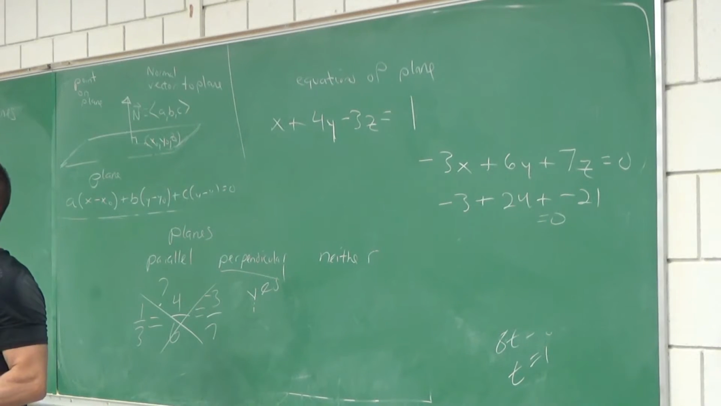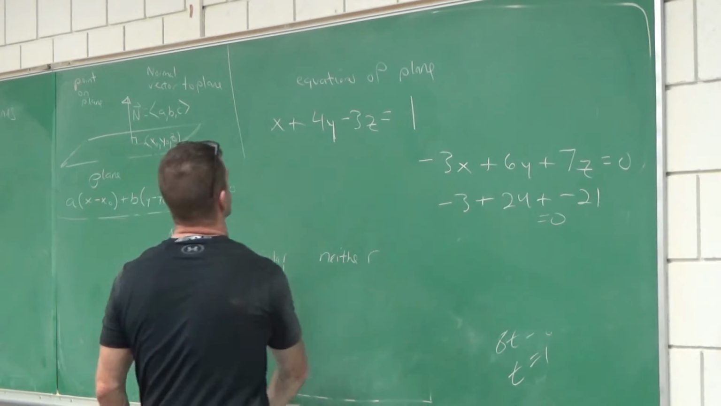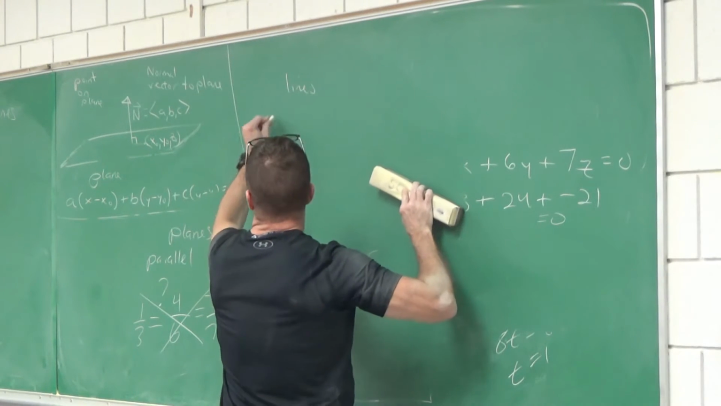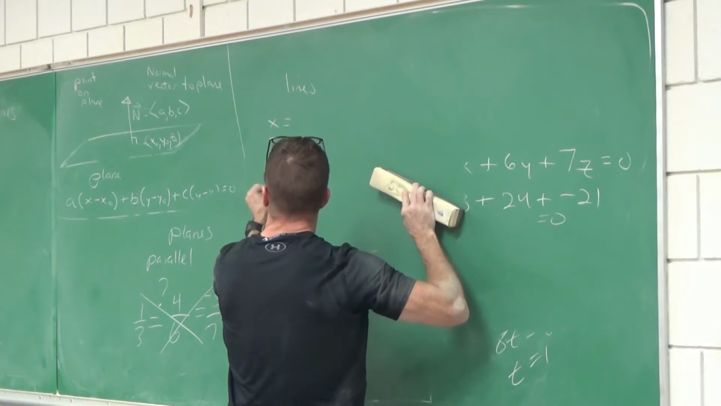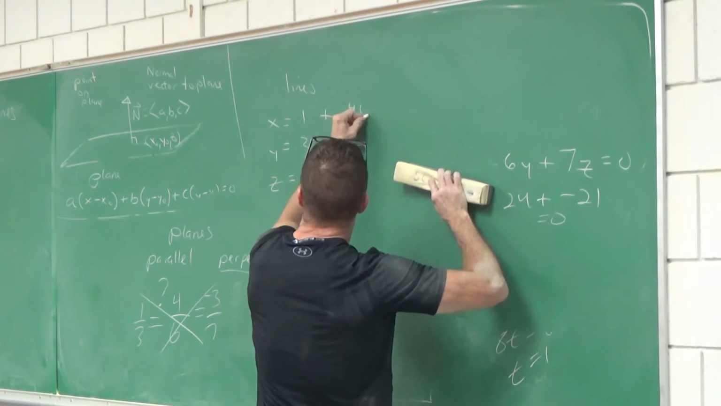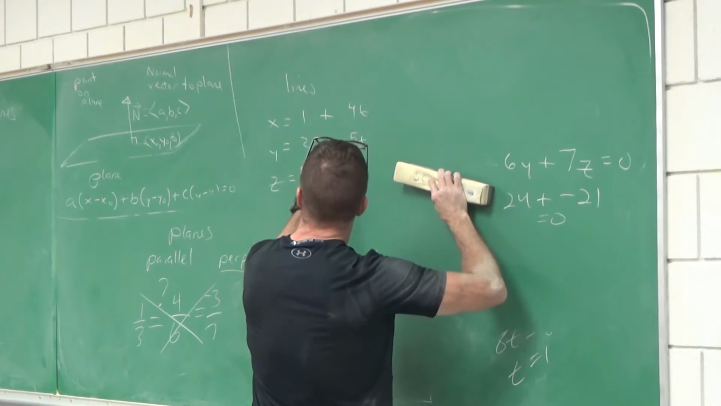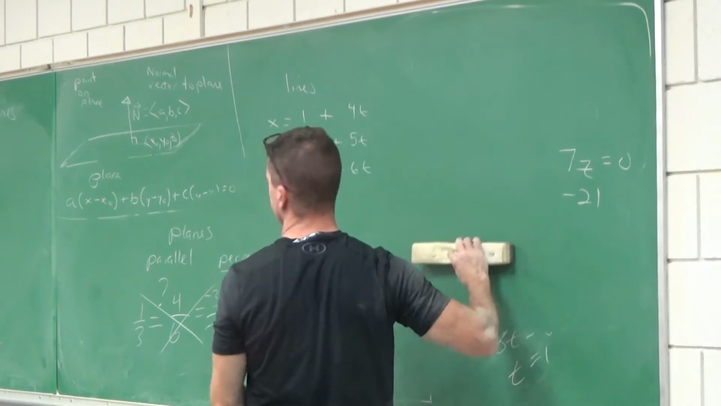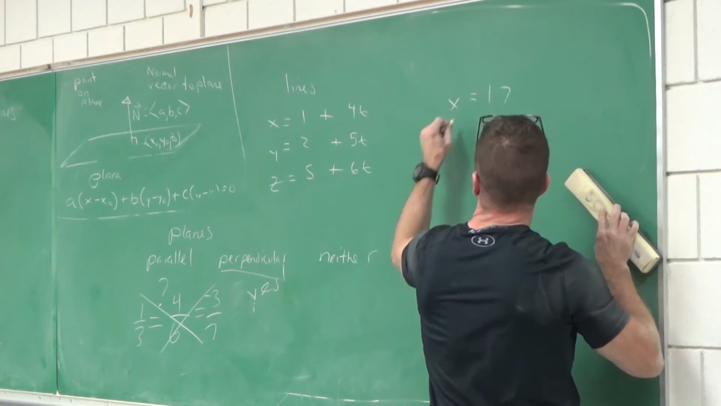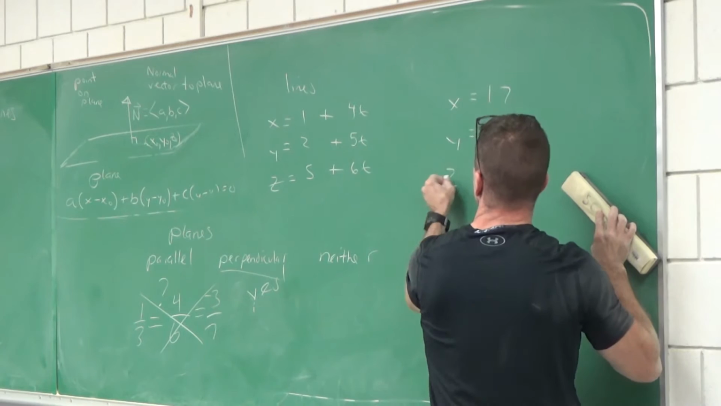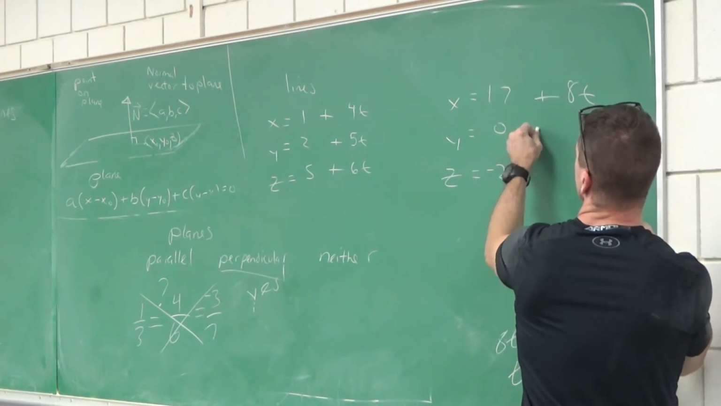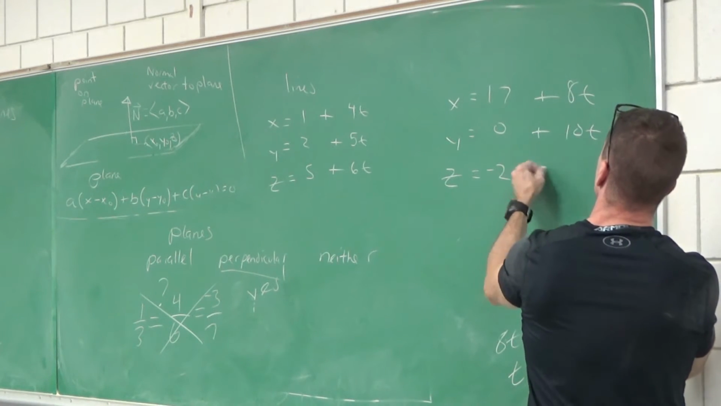Can we do something similar with lines? Let me come up with a couple. X equals 125 plus 4t, Y equals 5t, Z equals 6t. So I'm just making these up. Here's another line. X equals 17 plus 8t, Y equals 0 plus 10t, Z equals -2 plus 12t.